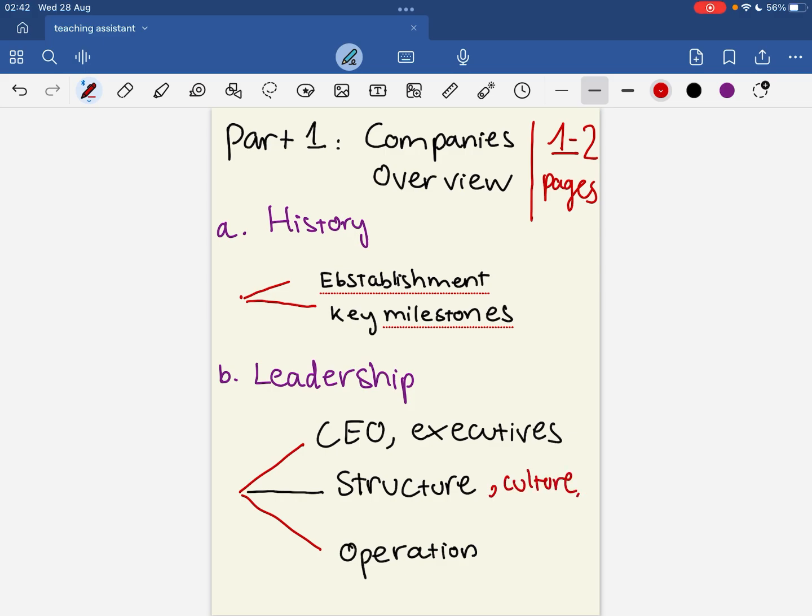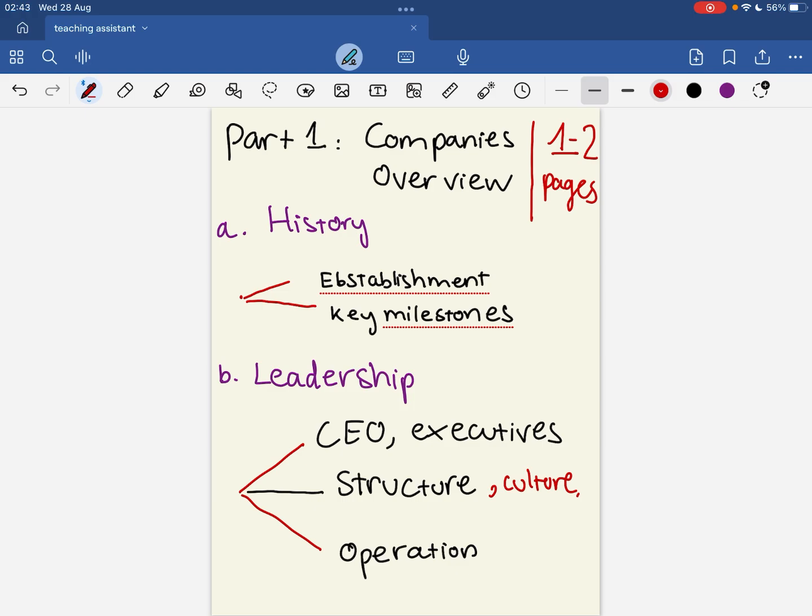What is the company culture like? Is the company decentralized or centralized? A company's internal dynamics can often reflect its overall stability and innovation capacity.